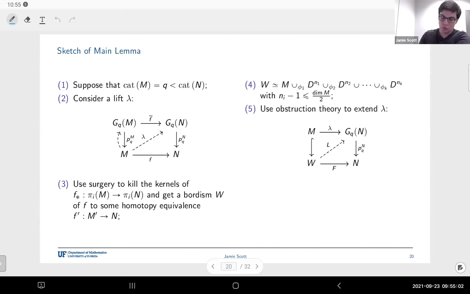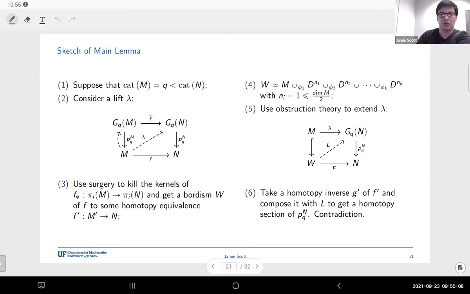Okay. And so now that we have this extension, we can just take the homotopy inverse of F prime to get to W and then L to get to the Qth Ganea space. And now we have a homotopy section, but the Qth Ganea fibration is a fibration, so we might as well have a section, right? And so that's a contradiction, because we assumed that the category of N was strictly greater than Q. So this map can't have a section. So therefore our assumption was wrong and our result follows.